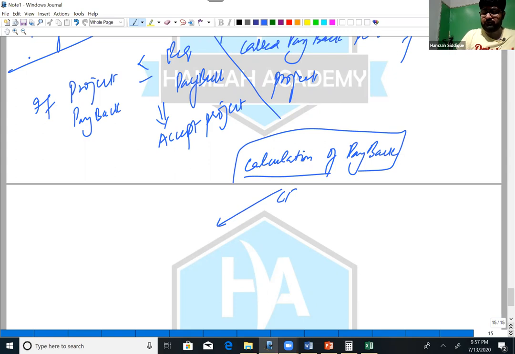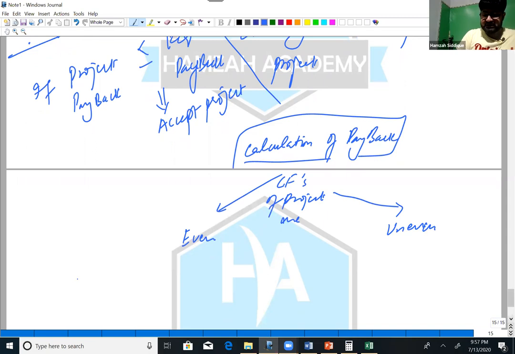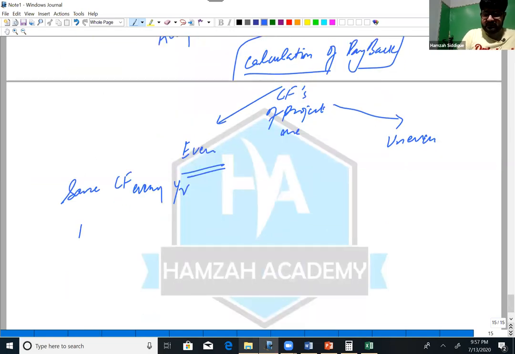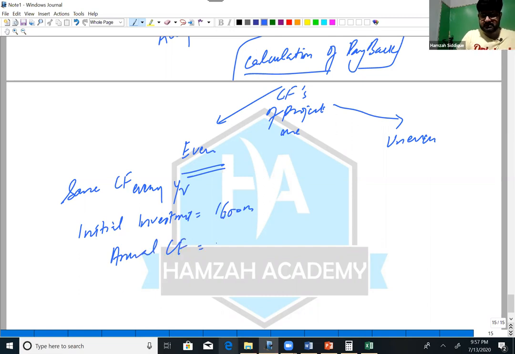Cash flows of a project are even or uneven. Two cases may be. Even means the same cash flow every year. For example, the initial investment is 1600 million, and the project will be giving an annual cash flow of 400 million every year.